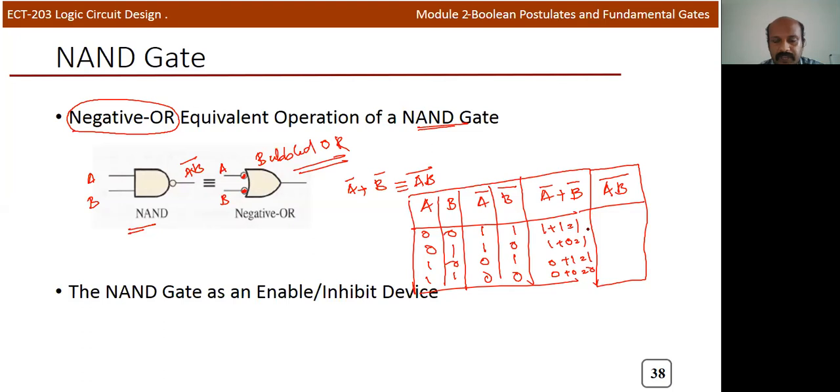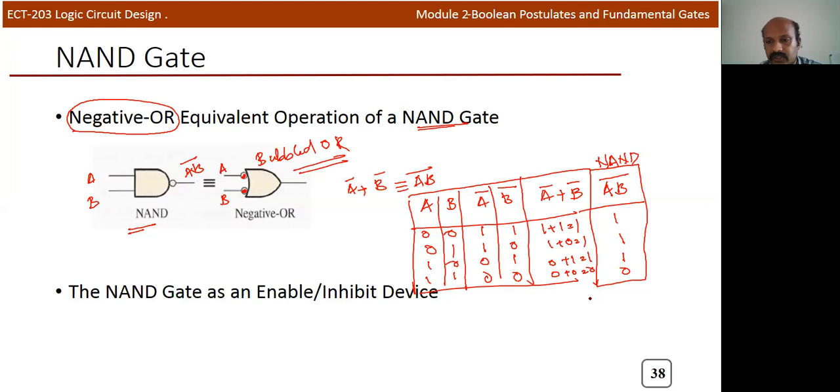If you verify with the previous one, sorry, this is not AND, this is a NAND gate. For the NAND gate output, when it is 0 0, we get 1, here it is 1, here it is 1, and here it is 0.